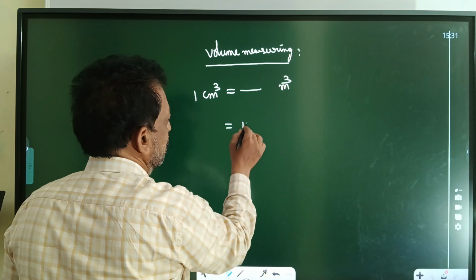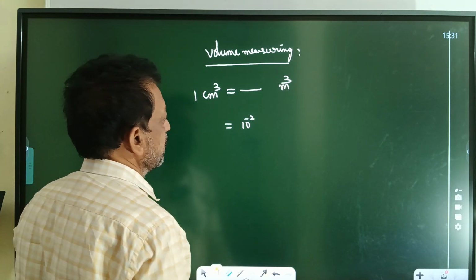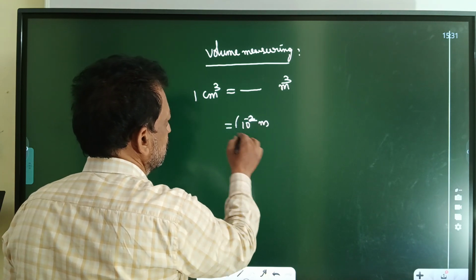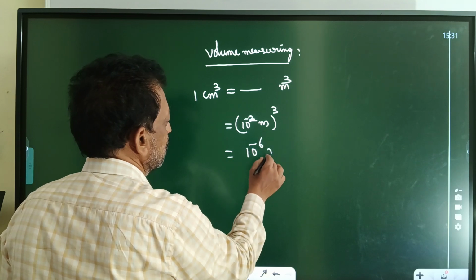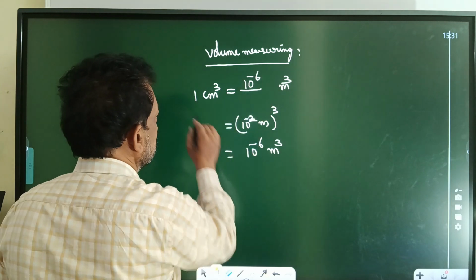So 10 to the power of minus 2, 1 centimeter is equal to what? 10 to the power of minus 2 meter, whole cube. So that is equal to 10 to the power of minus 6 meter cube. So you write minus 6.